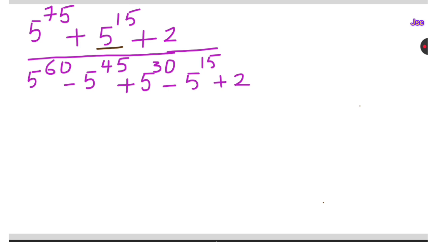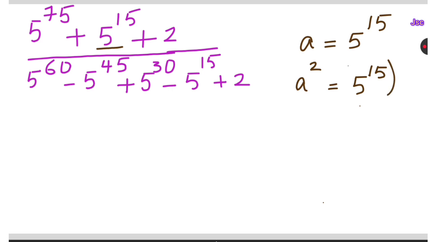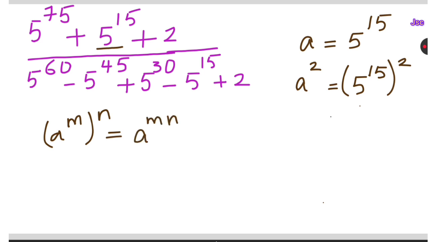If we take A as 5 raised to the power of 15, then A square means 5 raised to the power of 15 whole square. It is in the form of A raised to the power of m whole raised to the power of n. According to the formula, we can write this as A raised to the power of mn, so 5 raised to the power of 15 times 2, which is 30. So A raised to the power of 2 is 5 raised to the power of 30.